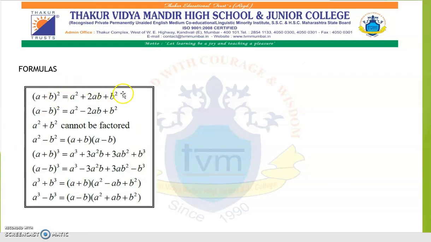Let us see some formulas. These are the expansion formulas. You have to learn them by heart because these formulas are going to be used in the practice sums. (a plus b) whole square equals a square plus 2ab plus b square. (a minus b) whole square equals a square minus 2ab plus b square. a square minus b square equals (a plus b)(a minus b).